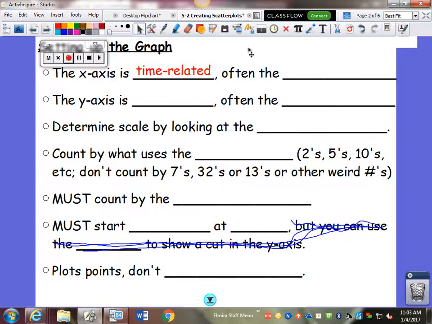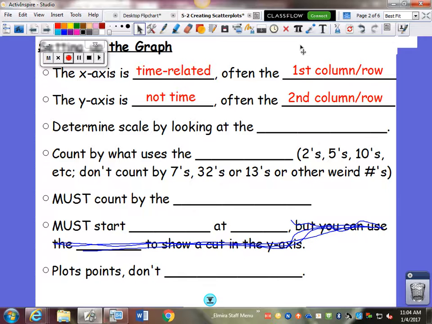So if your data table contains a row that is about time, like months, seconds, weeks, years, minutes, hours, whatever, anything that's a unit of time, that's the x-axis. If there's no unit of time involved, then usually the first column or row is the x-axis. There's exceptions to that, but 99% of the time that's the case. The y-axis, if there's time involved, is the thing that's not time. And it's usually the second column or row.